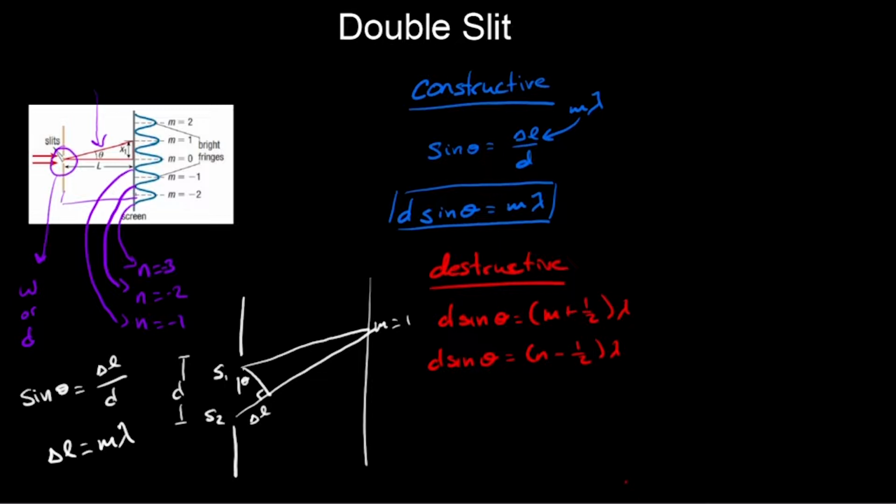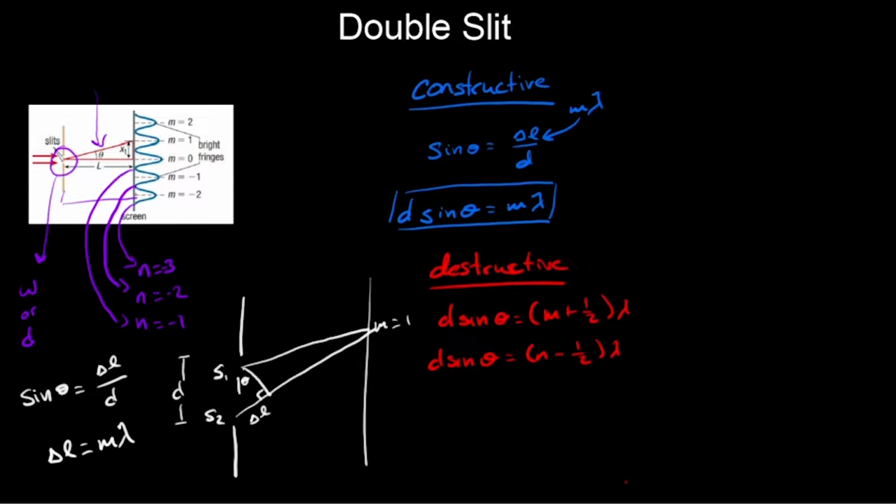So if you're given a variable relative to a bright fringe, you're using m, and if you're given it relative to a dark fringe or a dark spot, you're using n. M can be any whole number value, positive or negative, and 0, and n is a whole number value excluding 0, both positive and negative.